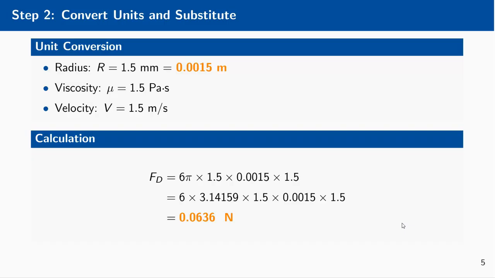Fd equals 6 times pi times 1.5 times 0.0015 times 1.5. So that will give 6 times 3.14159 times 1.5 times 0.0015 times 1.5, and if we do the calculation we'll get Fd is nothing but 0.0636 Newton.